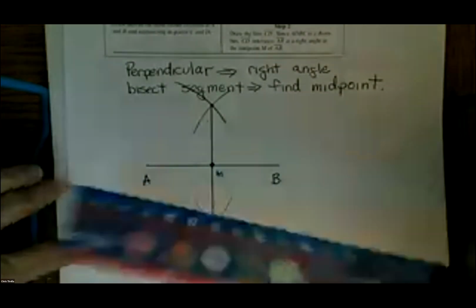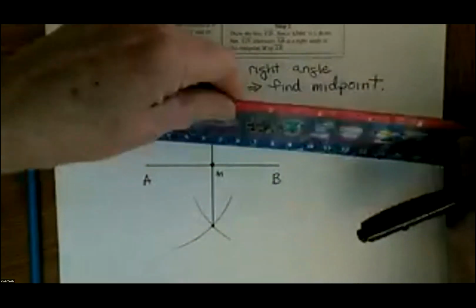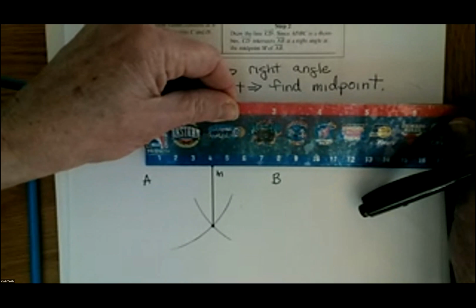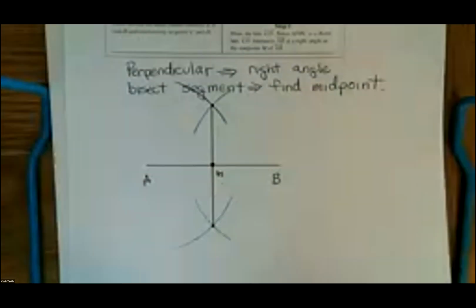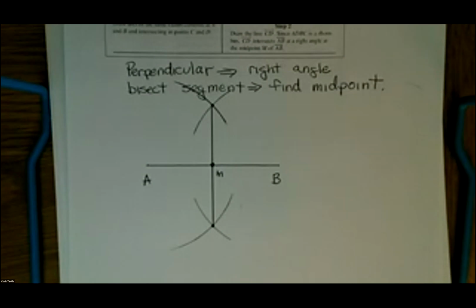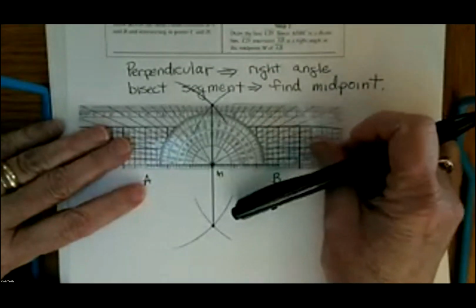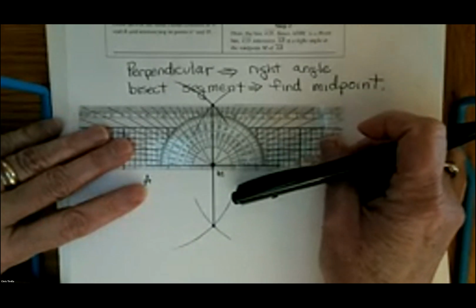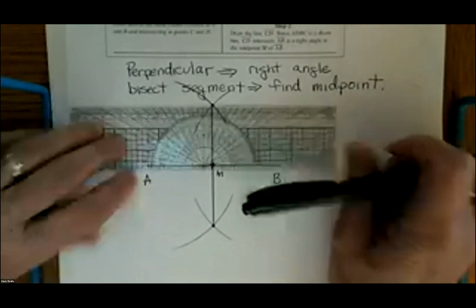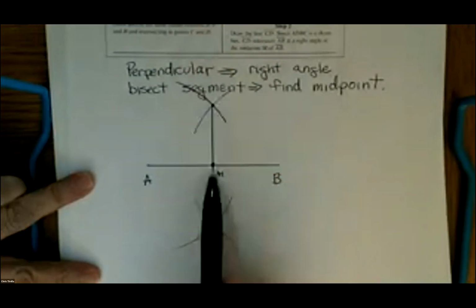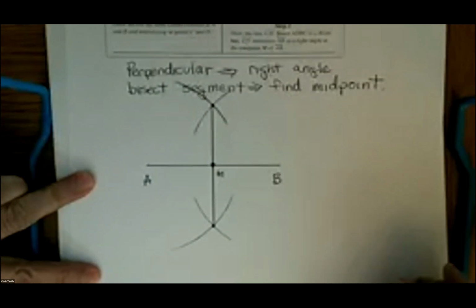Let's go through and check. My segment has a length of 8 centimeters and M is exactly at 4. So I've got the middle. And if I pull out my protractor and check, do you see how I've got a perfect right angle? And so I've constructed something that's both perpendicular and goes through the middle. It's the perpendicular bisector. Pretty cool, huh?